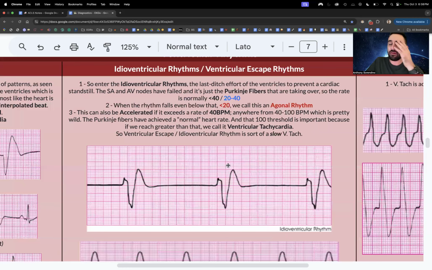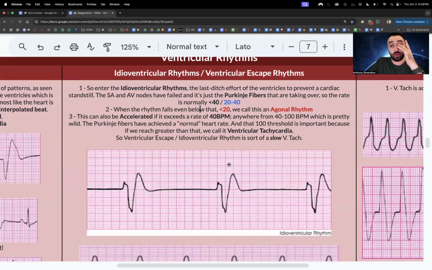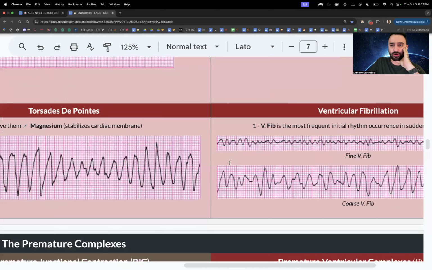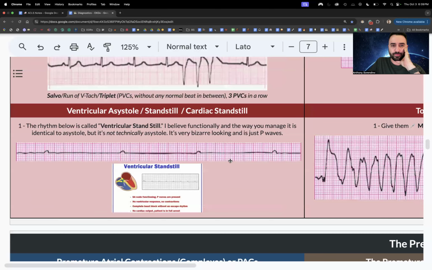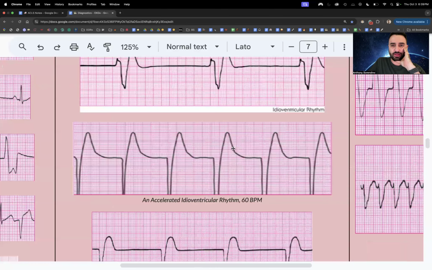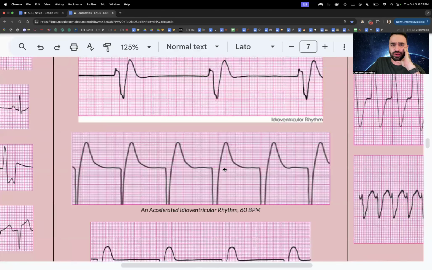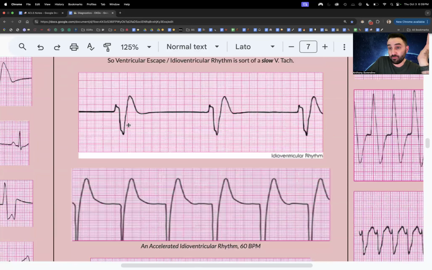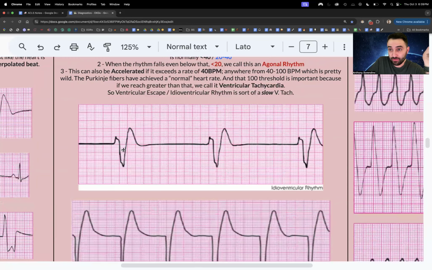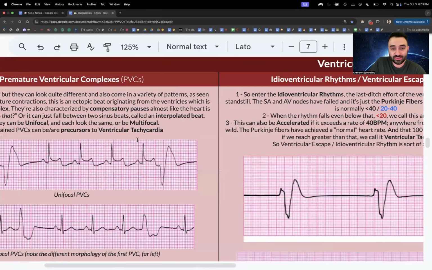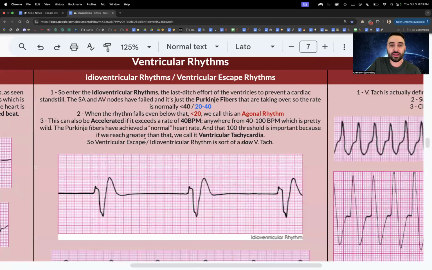Then you have idioventricular rhythms. I actually saw this once in the ER. Really strange. It was definitely something like this. Pretty crazy to see, but it's basically just ventricular beats. Like these are just PVCs. They're just ventricular complexes with nothing else going on.